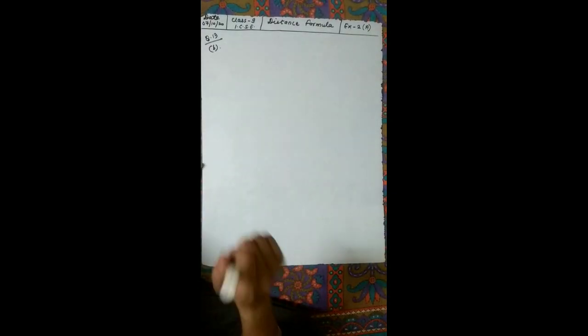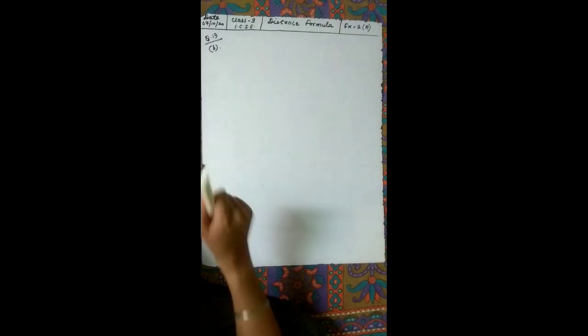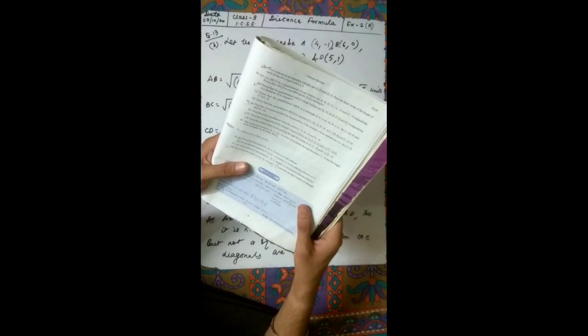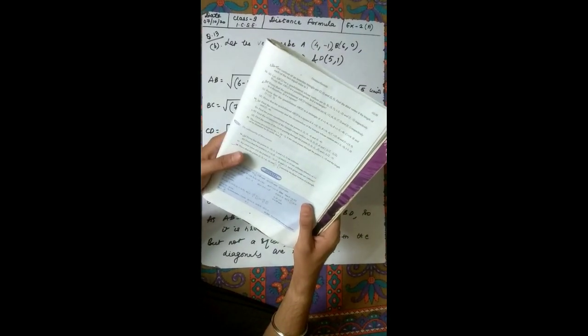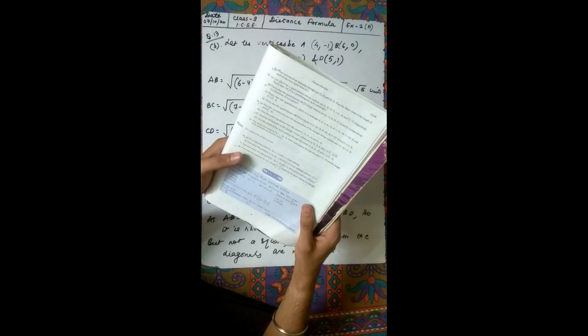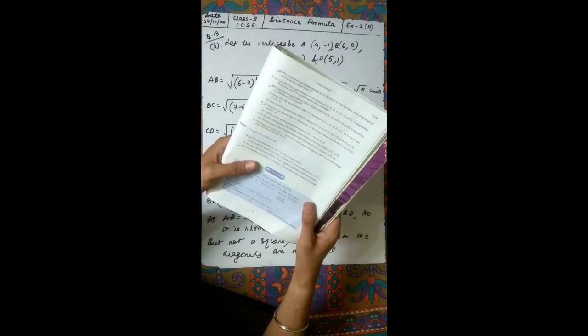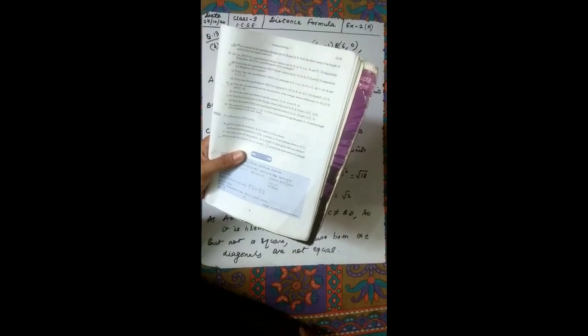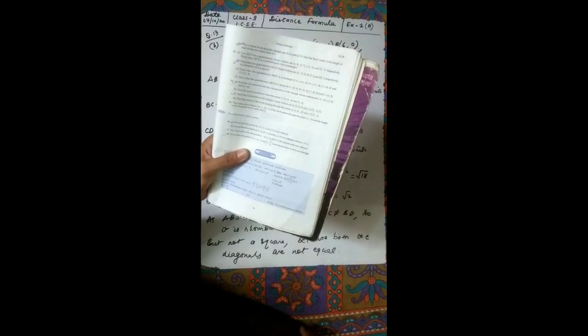Up to the 12th question we have done. We have to start from the 13th question, B1. Okay, so let's get started. A1 will be the homework for you. First of all, I'm reading the question. Prove that the quadrilateral ABCD, whose 4 vertices are given, is a rhombus. Is it a square? We just need to prove that, whether it is a rhombus or not.